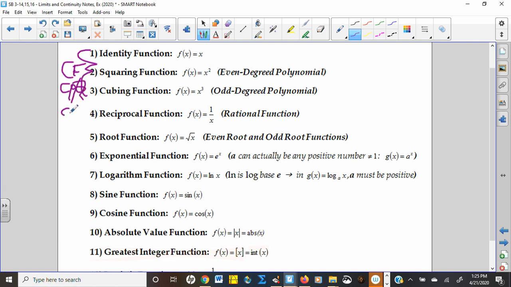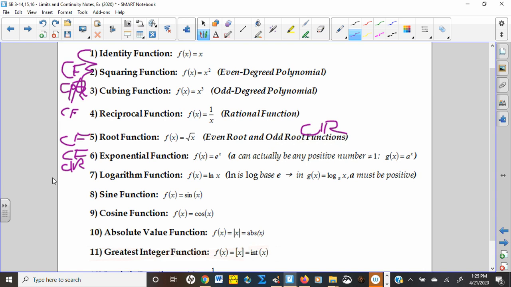But rational functions are continuous functions, but are not continuous over all real numbers. Root functions, well, they're all continuous functions. If it's an even root, it's not continuous over all real numbers. If it's an odd root, it's continuous over all real numbers. Exponentials, yes, continuous over all real numbers and continuous function.